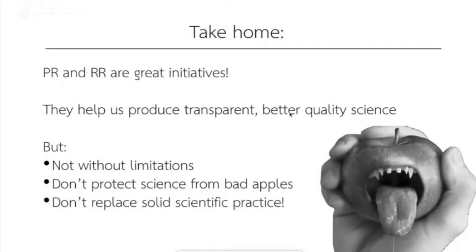So to end this theoretical area, pre-registration and registered reports are great initiatives. They do help us produce better science that's more transparent, but they do have limitations and caveats, and they don't protect science from bad apples. That's certainly true. There's a bad apple in every bunch, and this goes for the authors that want to do the wrong thing, but also for editors and reviewers. I think everyone who's published has had an experience with a bad editor or a bad reviewer or all of the above. There is a bad apple in every bunch.